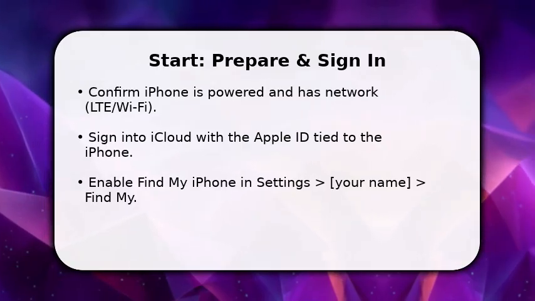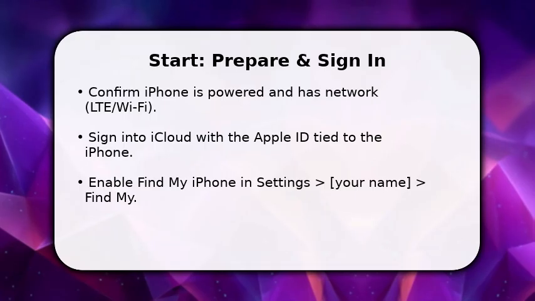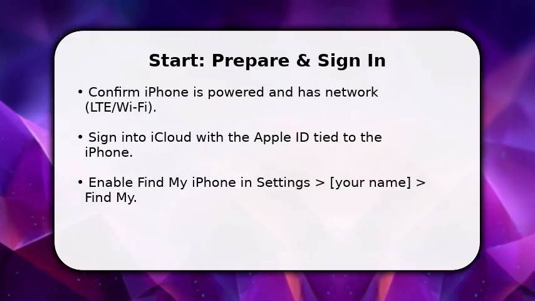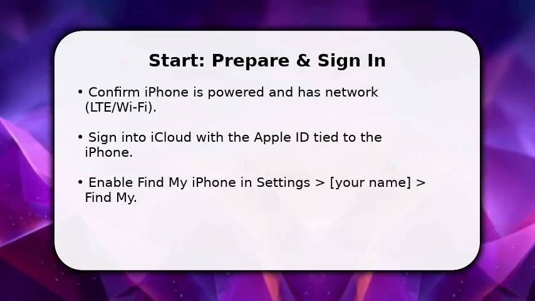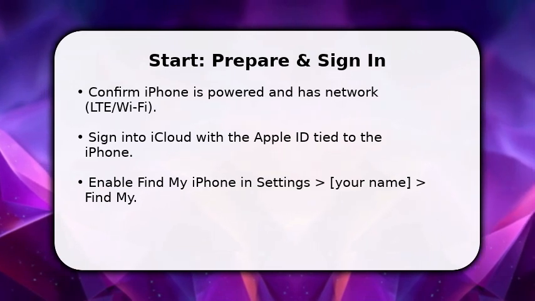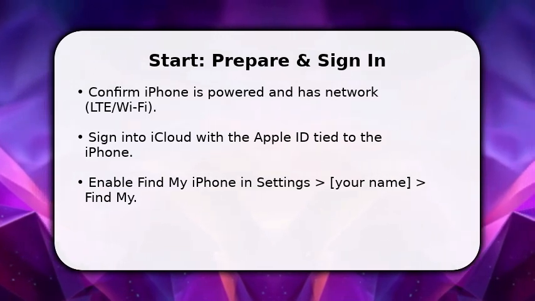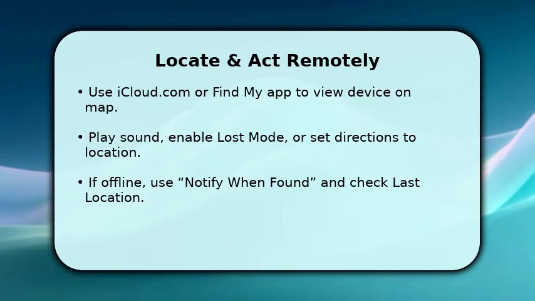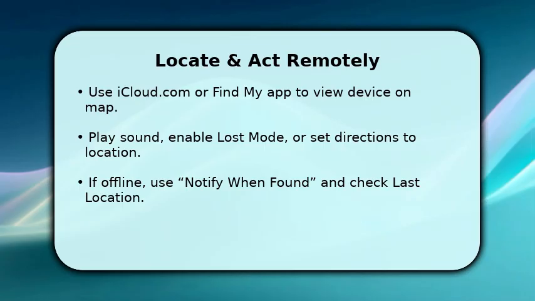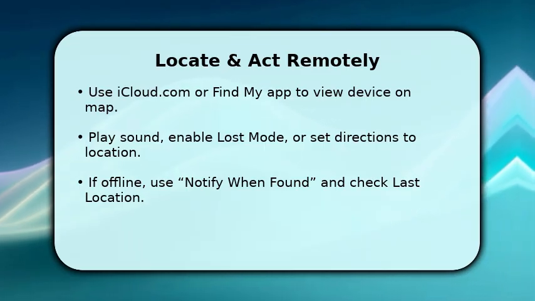On the iPhone, it lives under your name in Settings, and confirm Find My iPhone and Send Last Location are on. This allows tracking and preserves the last known coordinates if the battery dies. Once done signing in, open Find My and select the device. You'll see a live map pin if online, which shows the current or last known position.